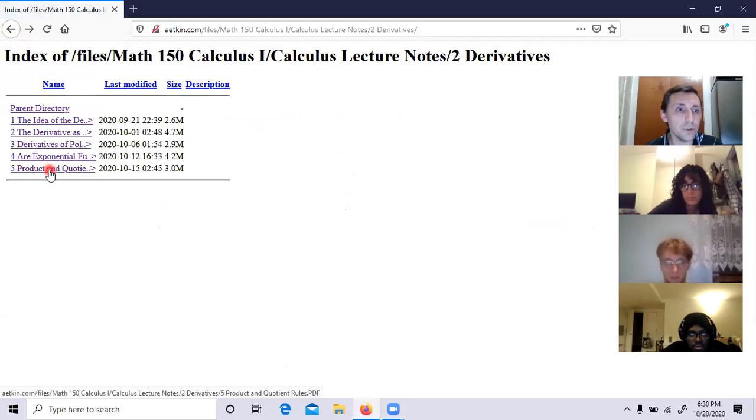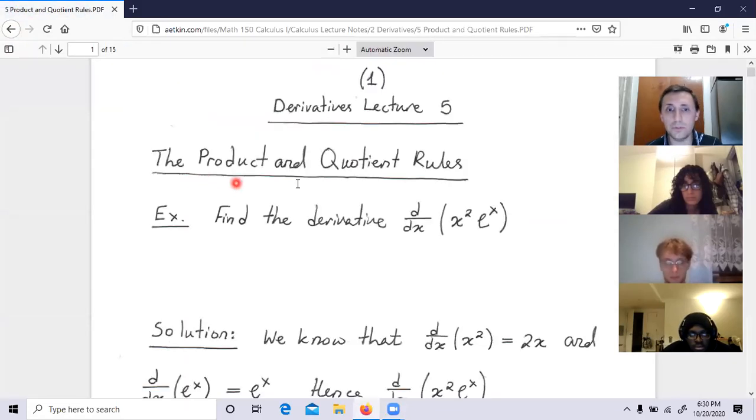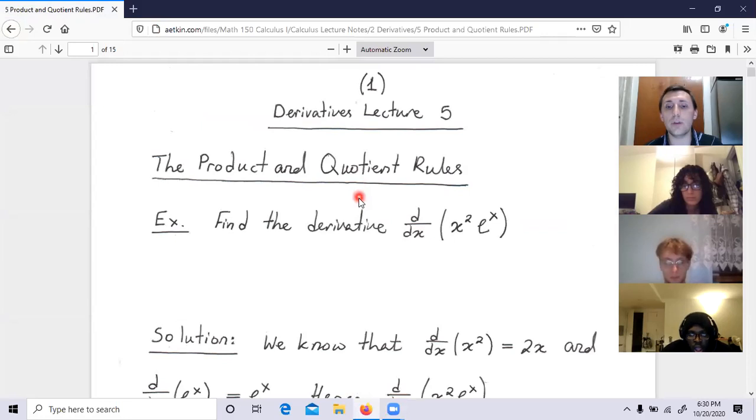Let's move on to the product and quotient rule. Let's see where we stand, guys. I'm not expecting necessarily a right answer. I hope the answer is not going to be entirely wrong. Could you guess, or what does your intuition tell you about the derivative of x squared times e to the x? What is that?